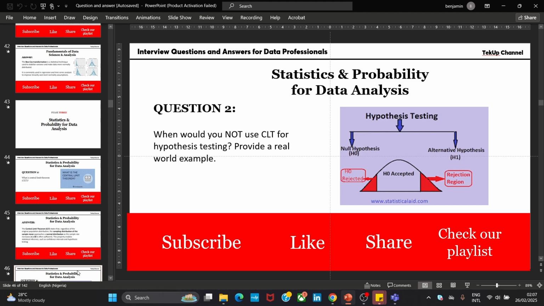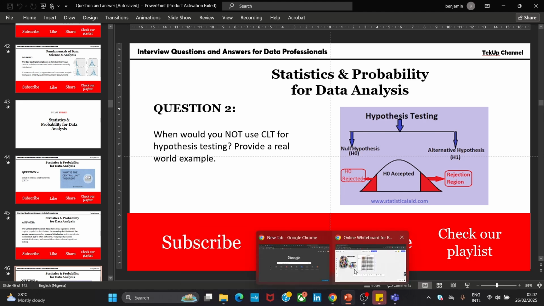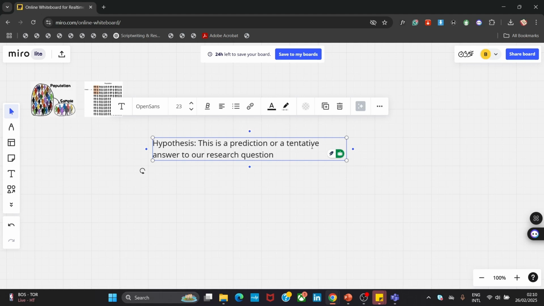Now, you need to understand that we have two types of hypothesis. When we talk about hypothesis, we have two major types. Let's go to our whiteboard. So, a hypothesis is just a tentative answer to our research question.